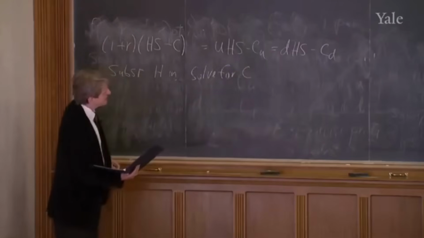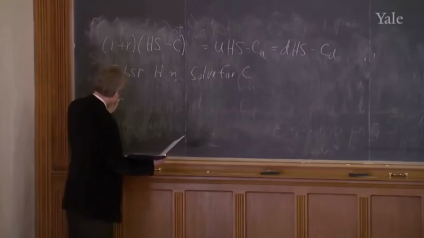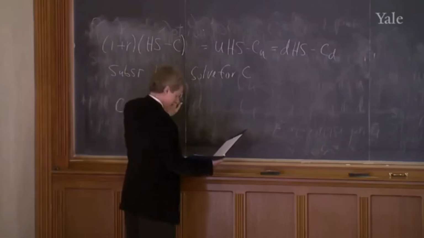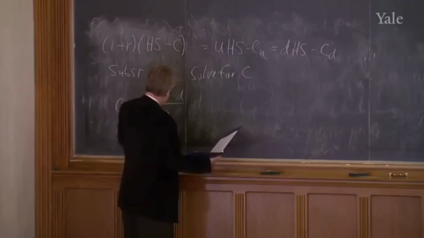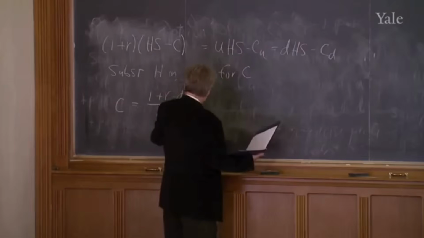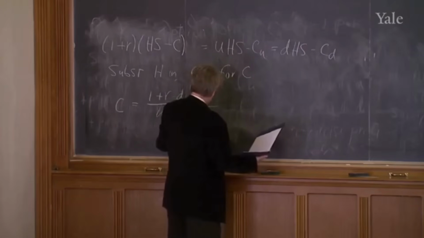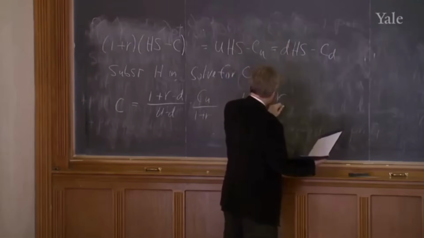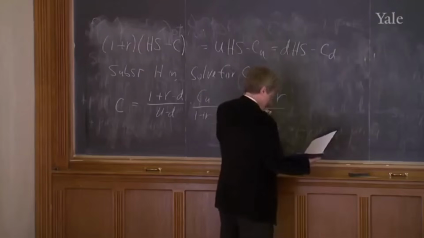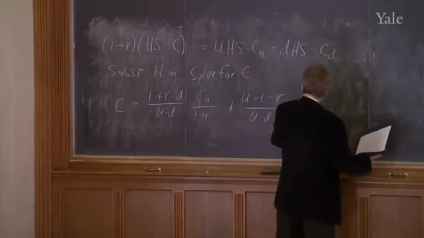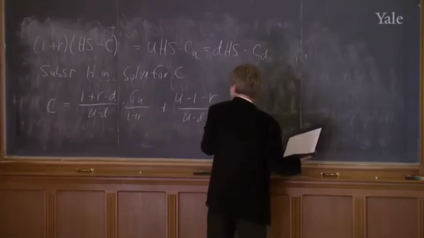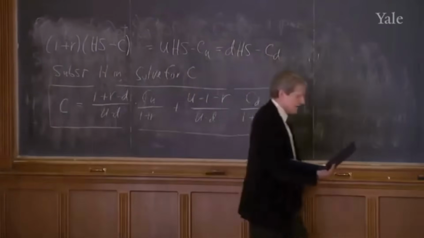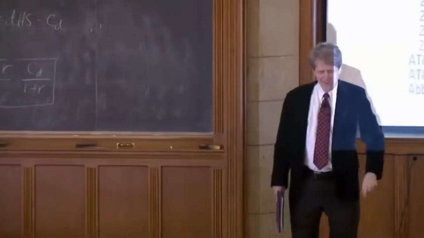Okay, and it's kind of a little bit complicated, but I'll write it. The call option price has to equal (1 plus r minus d) all over (u minus d) times c sub u over (1 plus r), plus (u minus 1 minus r) all over (u minus d) times c sub d all over (1 plus r). And I'll put a box around that because that's our option price formula. Okay? Did you follow all that?